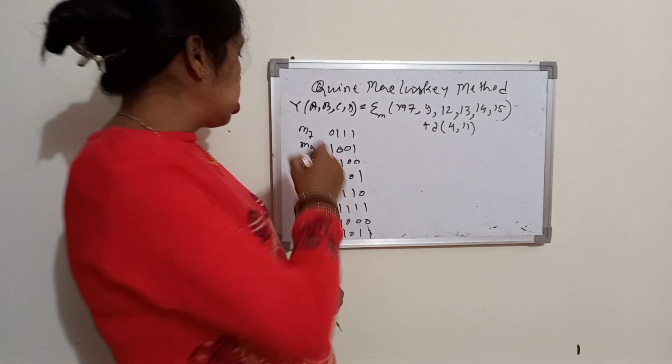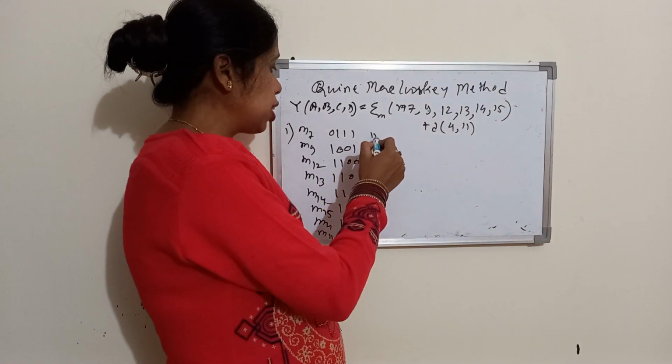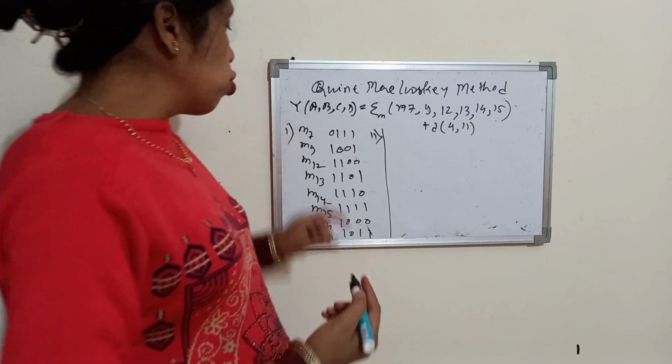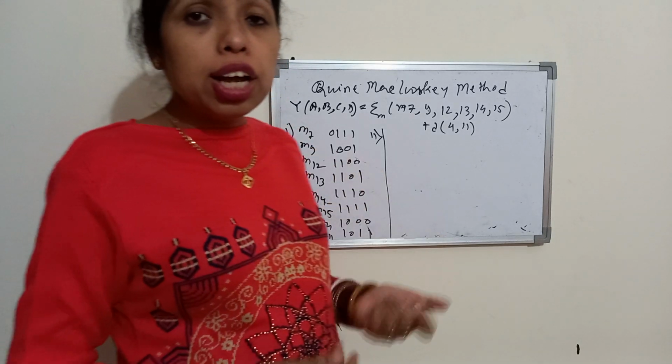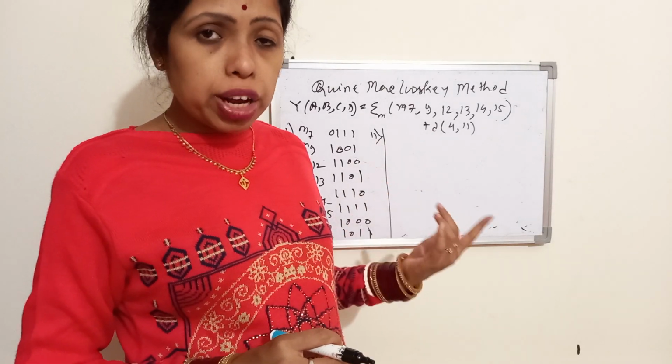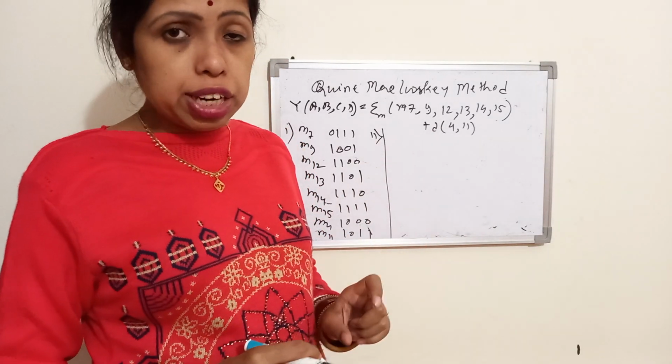Okay, next, this is the first step. Okay, second step. In the second step, what do you have to do? I have to group all the minterms based on the number of ones present in each minterm.